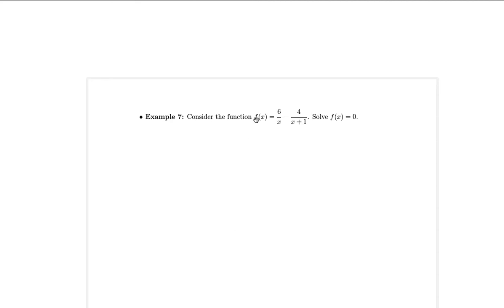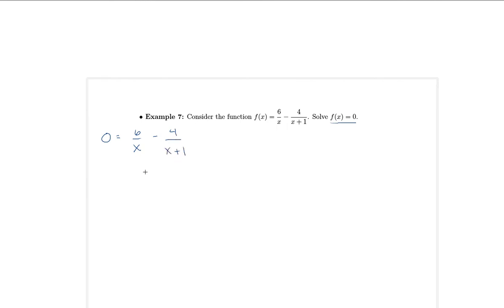So we're being asked to solve this, right? And so we know the drill here. If we're solving f of x equals 0, then we're plugging 0 in where we see f of x. And we've got to figure out how to solve this.